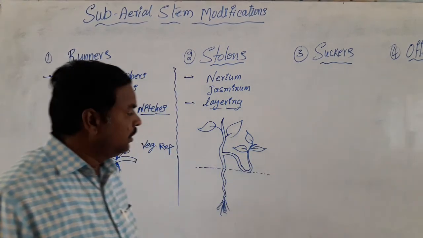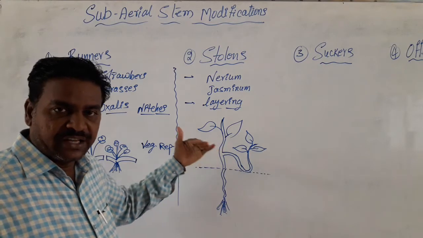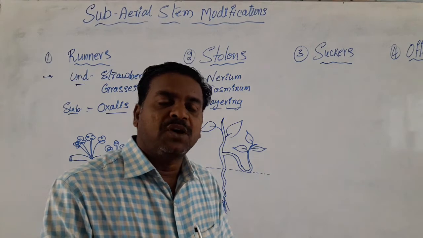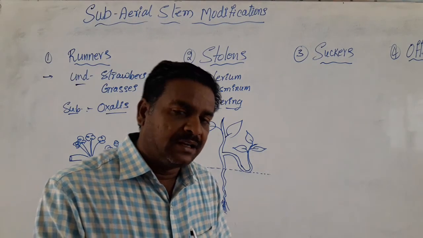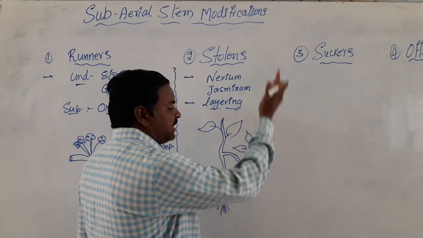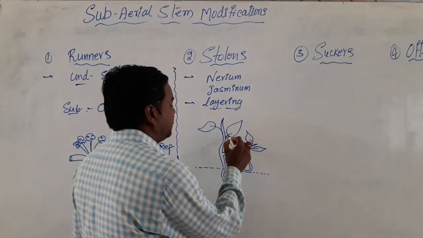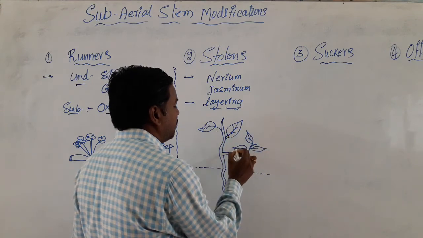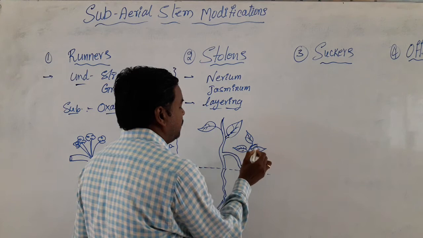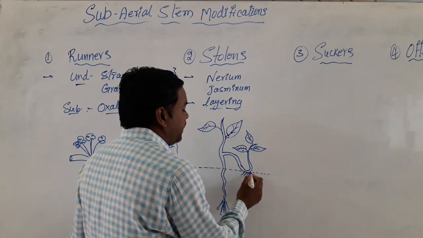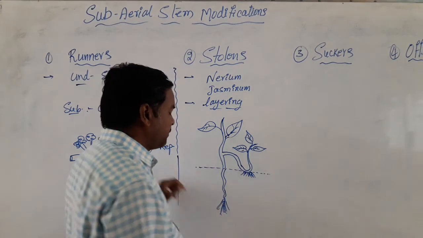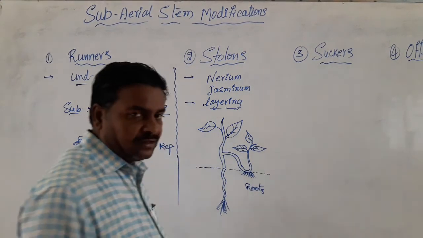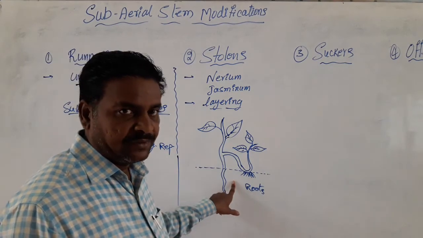Some branches present in the lower nodes of the stem arch downwardly, grow in a positively geotropic manner and touch the soil, and later become aerial like this. The part of the branch where it touches the soil produces a number of roots.